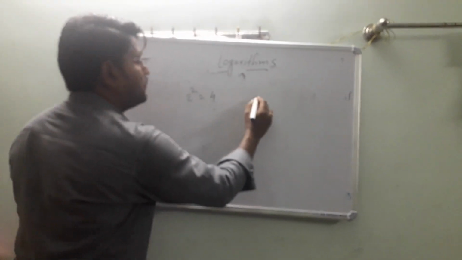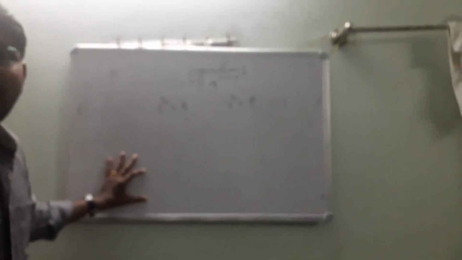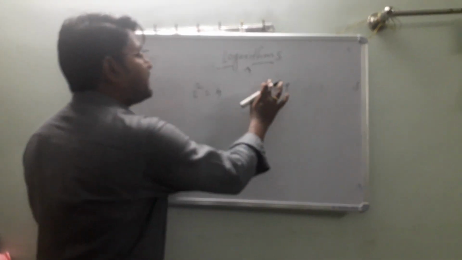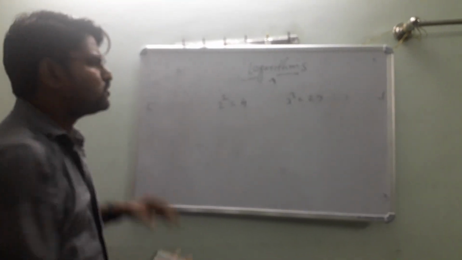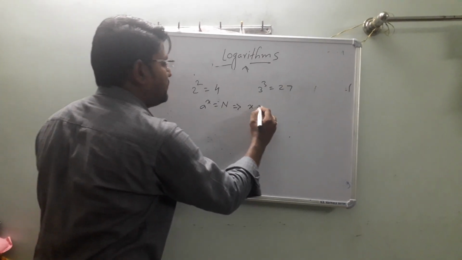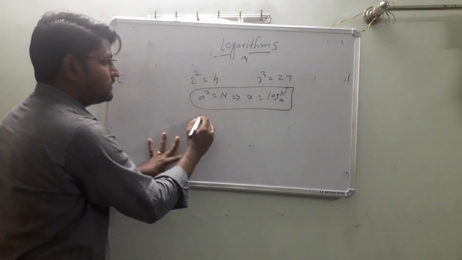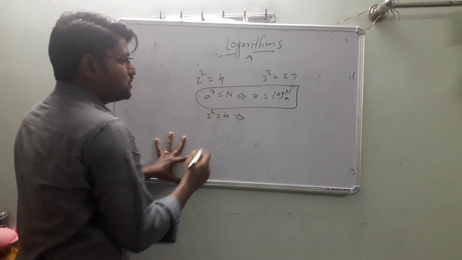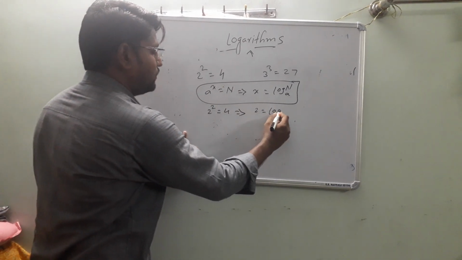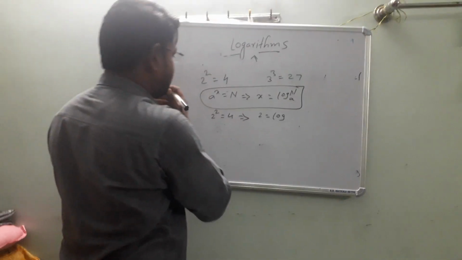2 square. What is the value of 2 square? 4. And what is the value of 3 square? 9. So 2 square and 3 square. For example, I am writing here 3 cube. What is 3 cube? It is equal to 27. Is it correct or not? So these two are in the form of a power x is equal to n. Write the logarithmic form x is equal to log n to the base a. Compare these two. 2 square is equal to 4. So what is the x value? 2.